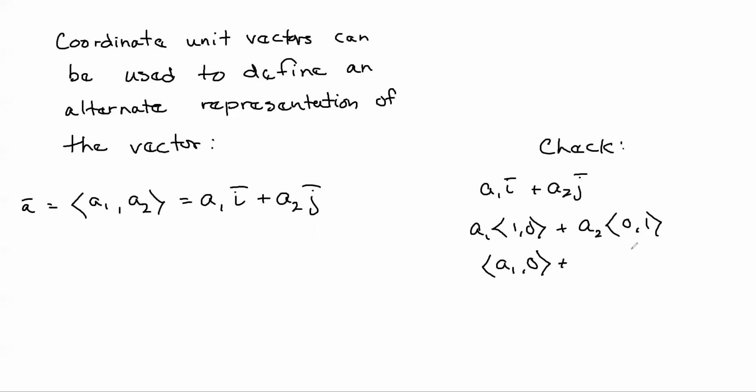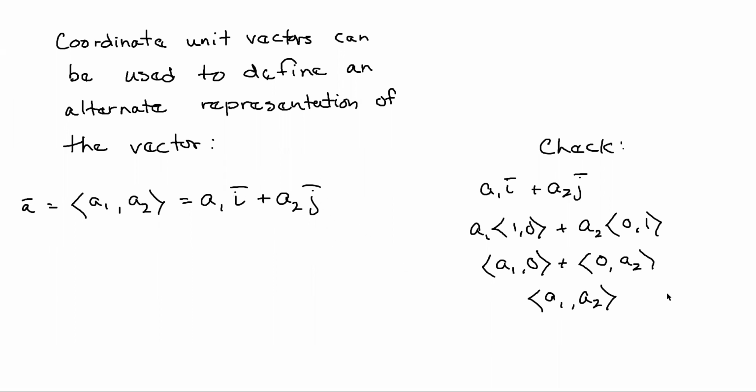This is a scalar multiple of <0, 1>, so we're going to get <0, a2>. And then when we add vectors, we add component-wise. a1 plus 0 is a1. 0 plus a2 is a2. Okay, so this gives us an alternate way to go through and represent vectors. So instead of just representing them with the components and these angle brackets, we can instead use i and j.